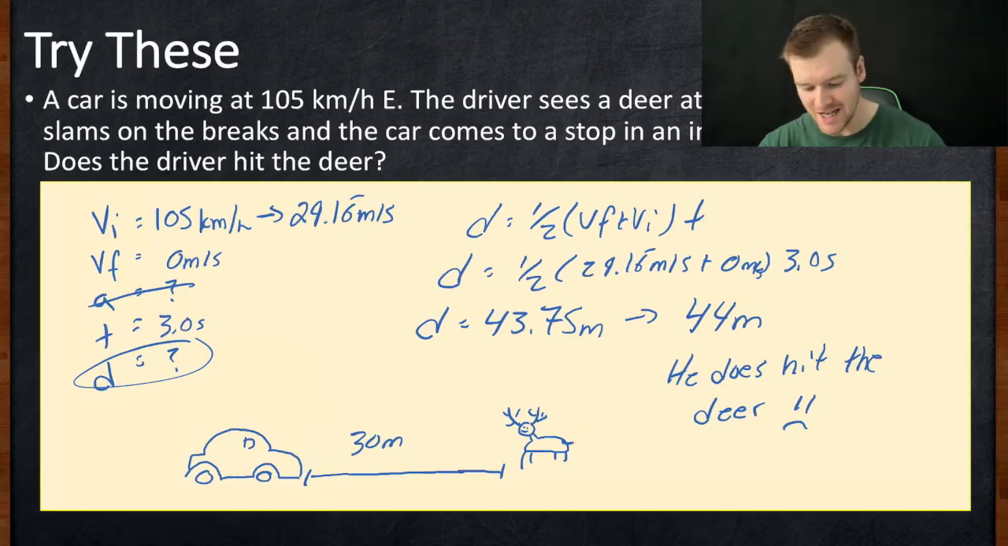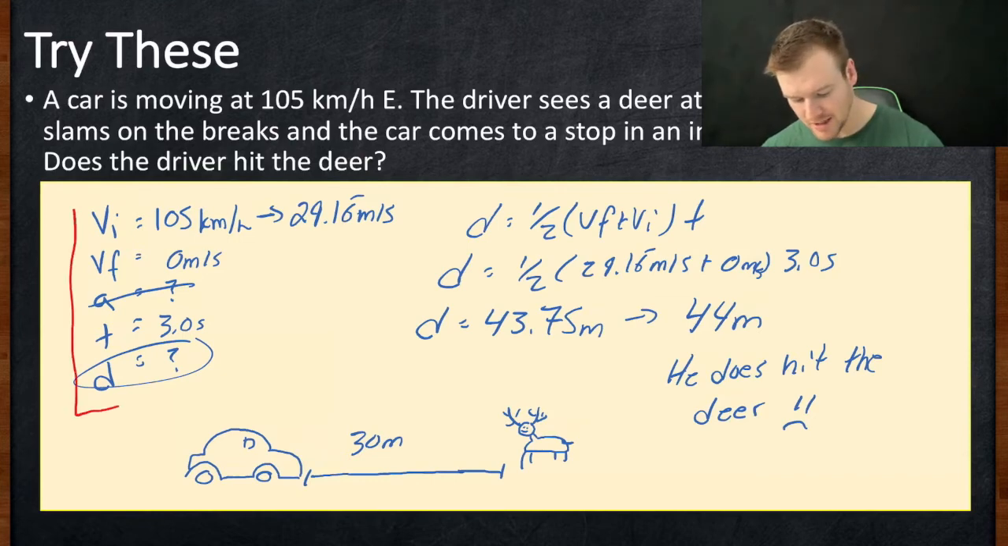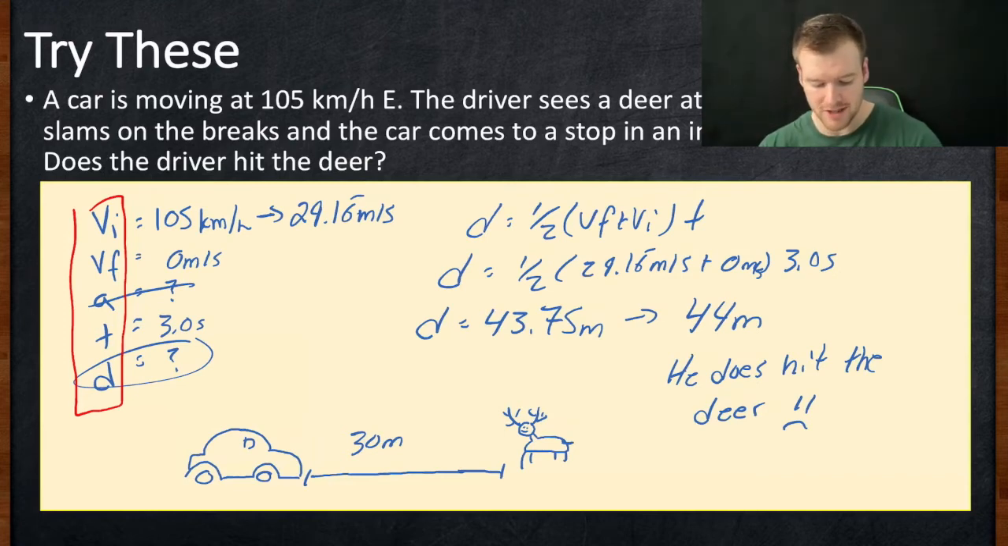Okay, so let's check to see how you did. First step that I did was list out the variables right here. I know my VI is 105 kilometers per hour. I know my VF is 0. I know my time is 3.0 seconds, but I don't know the acceleration or the displacement, okay? So I know the time is 3 seconds. I'm trying to figure out where we end up as a displacement after that 3 seconds. I don't have the acceleration, but I'm not trying to solve for it. So that's kind of the useless variable in this case.